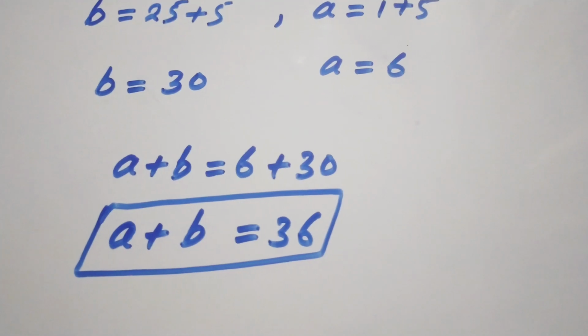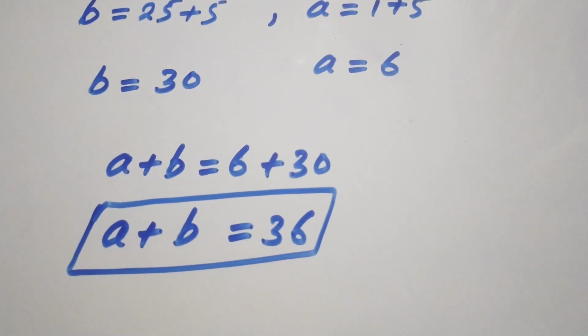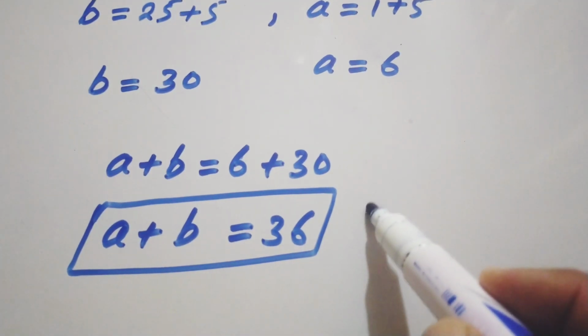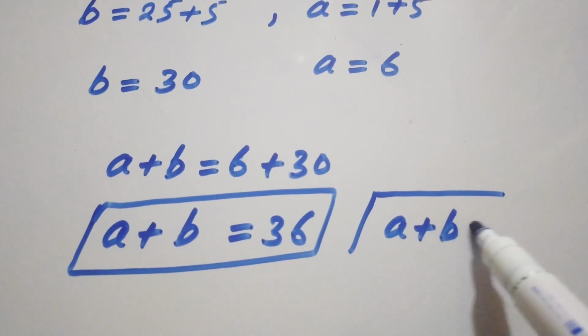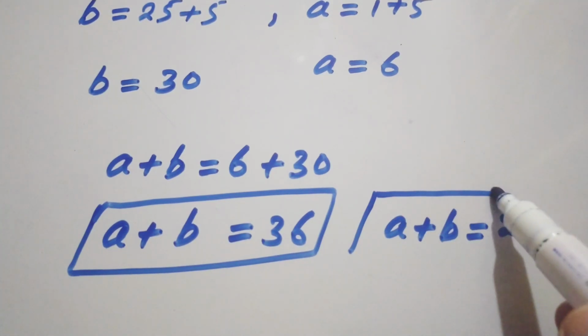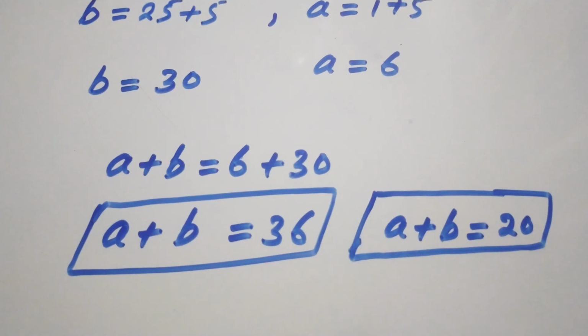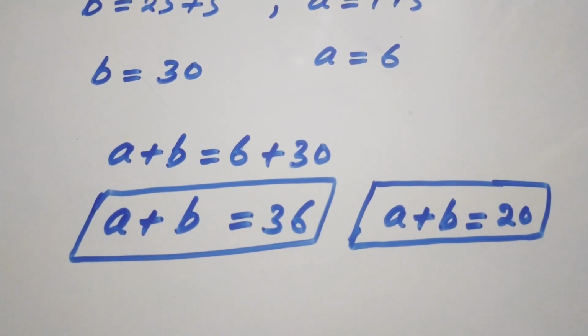In first case, we have found a plus b is equal to 36. In second case, we have found that a plus b is equal to 20. And in third case, we have found that a plus b is equal to 36. These are the two values of a plus b.